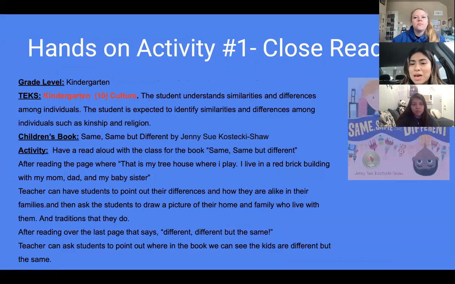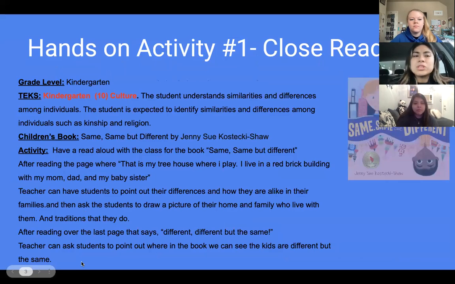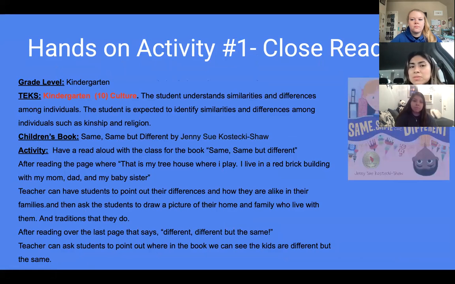In this case, we have an activity involving close reading. For this activity, it's targeted to kindergarten. And the text that it meets is text number 10 for culture. It's about the students understanding similarities and differences among individuals. The student is expected to identify similarities and differences among individuals such as kinship and religion. The book that I'm using for this activity is called Same, But Different by Jenny Sue.